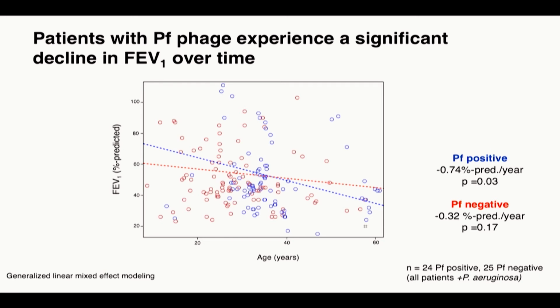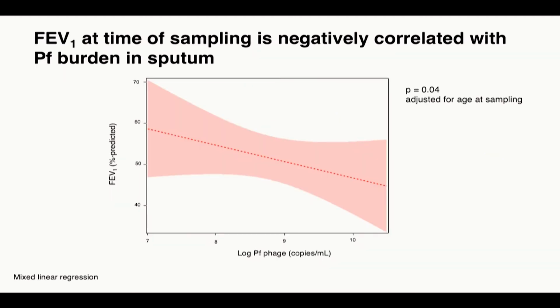And I mentioned earlier, we know Pseudomonas is associated with the decline in lung function, but I think this data may argue that phage could be responsible for that, or more responsible for that than the Pseudomonas itself. When we look specifically at lung function versus the burden of phage, we see that the higher the phage copy, the lower the lung function. And this is using a model of mixed linear regression where we're adjusting for age at sampling.